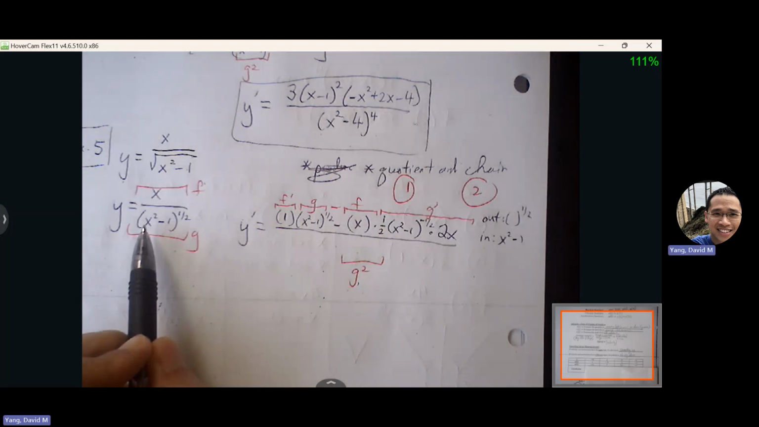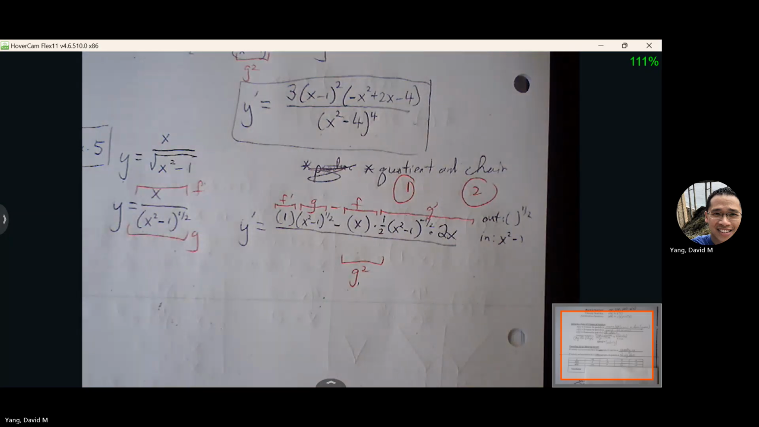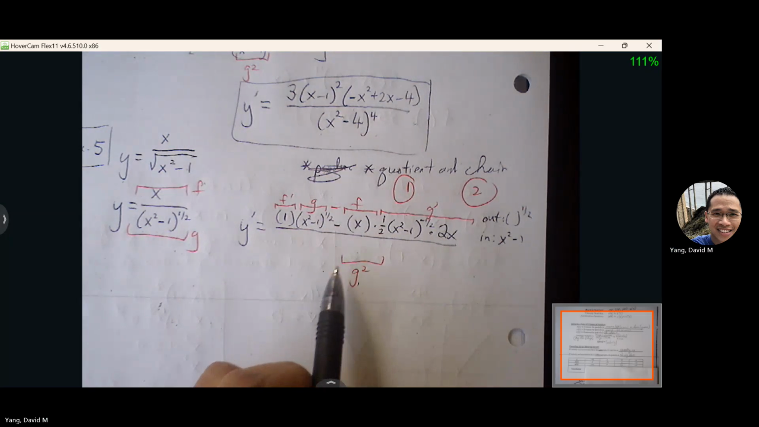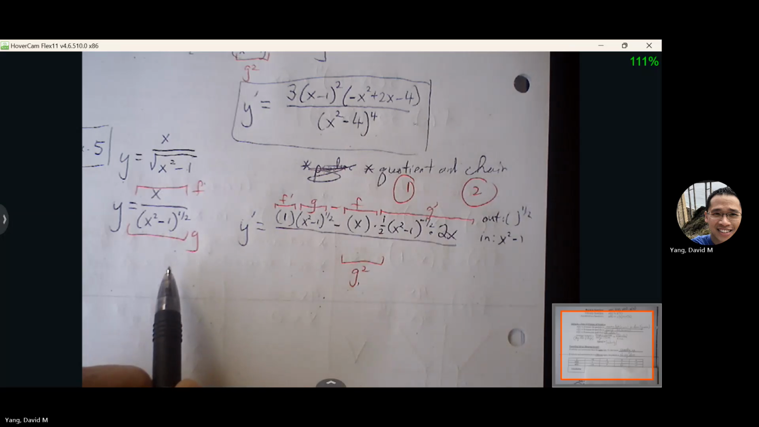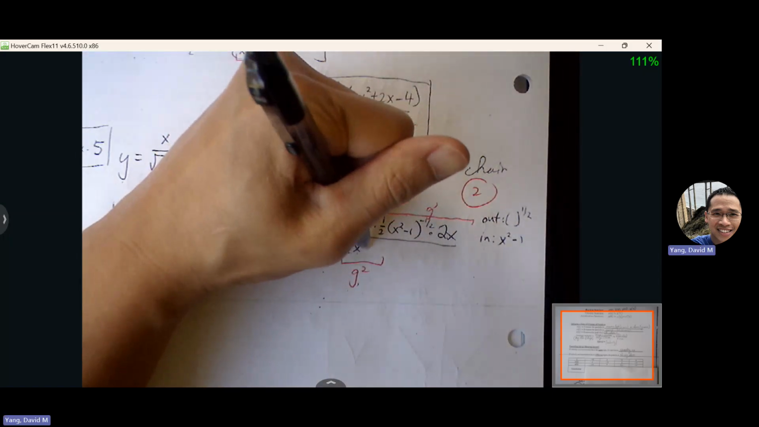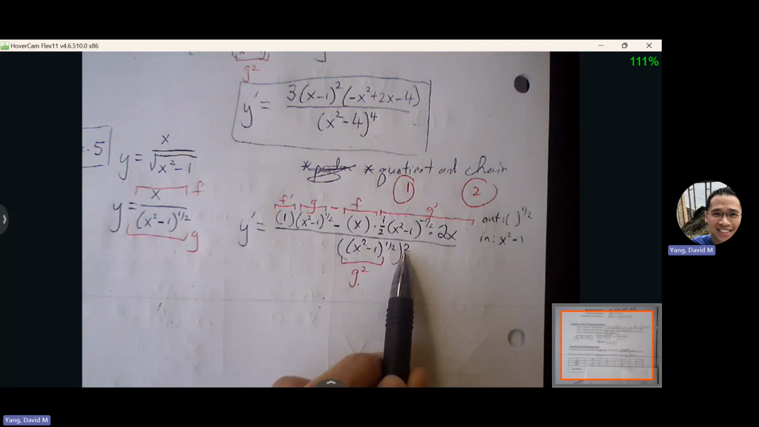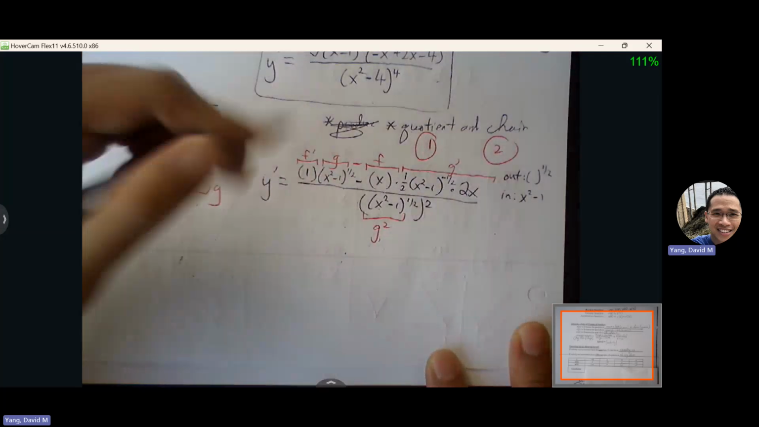All divided by what? What's G squared going to look like? X squared minus 1 to the 3/2. Not 3/2, but I see what you're trying to do here. We've got to raise that to the second power, right? What's going to happen here? 2 and 1/2. Multiply, yeah. If you see two exponents next to each other, you're going to be multiplying them. Okay, so we have the derivative.